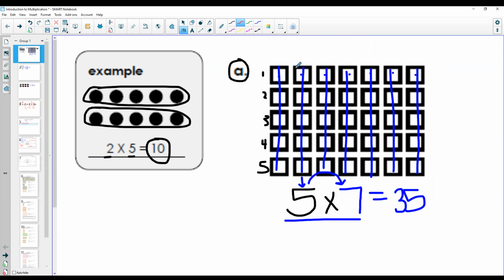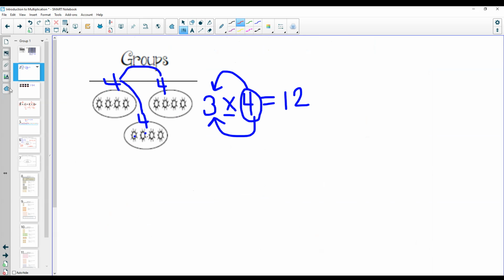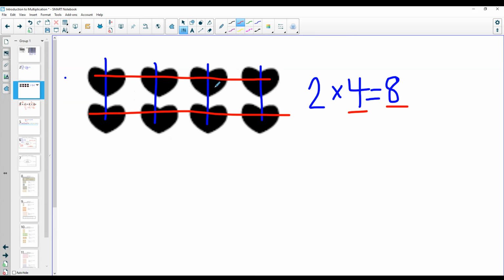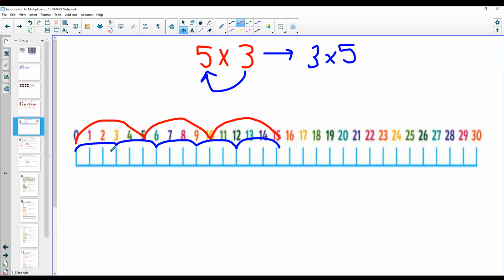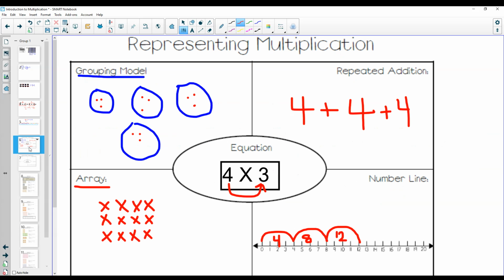Remember that we can make arrays, we can do groups, we can count different ways or double our numbers. When we're multiplying by 4, we can double the double, or we can use number lines. All those represent the different ways that we can multiply. So let's practice multiplying today.